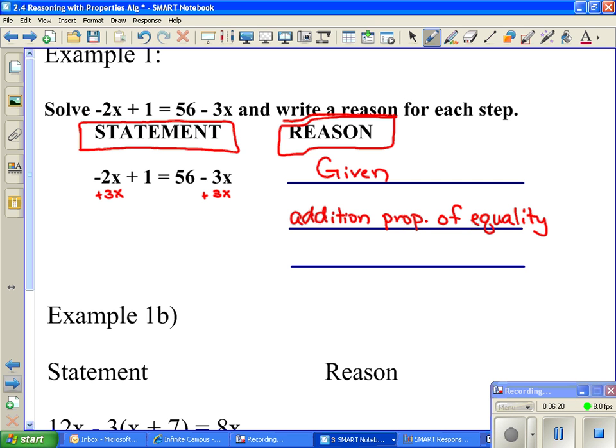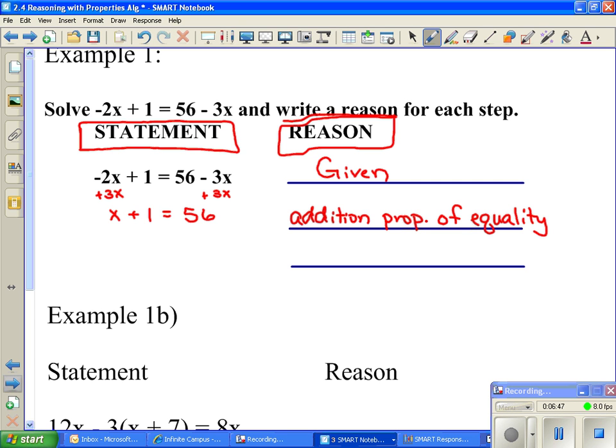Okay, now you wouldn't have to show the plus 3x, I just did that for your benefit. In the actual proof, you're really not going to show that. You're going to write whatever it is, 3x plus negative 2x is just x, right? So x plus 1 equals 56. That line right there is what you're going to see. X plus 1 equals 56. And you got that because of using the addition property of equality.